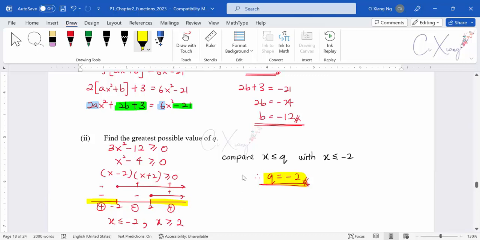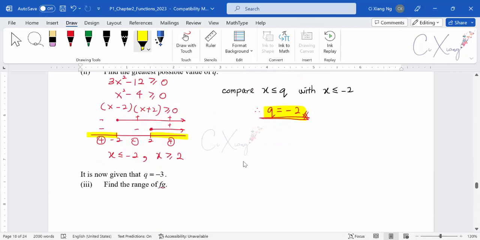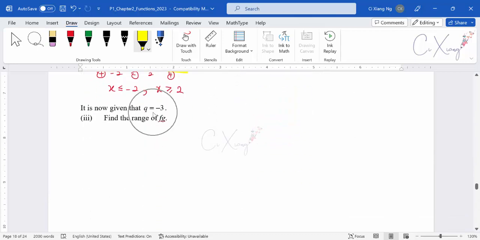Then we proceed to part number 3. For part number 3, they are saying that Q is equal to negative 3, so find the range of FG. Again, we need to recall what the function FG is. FG is given in the question, where it should be 6x squared minus 21. And they are looking for the domain x smaller than or equal to negative 3.